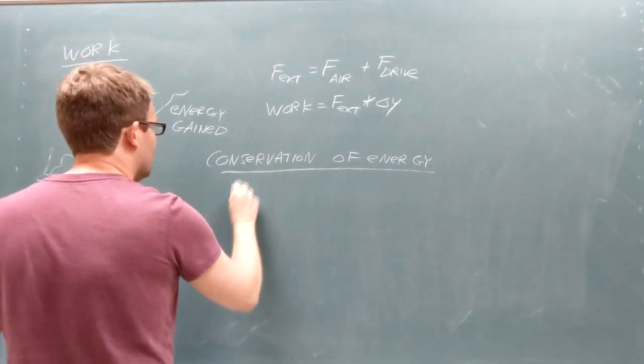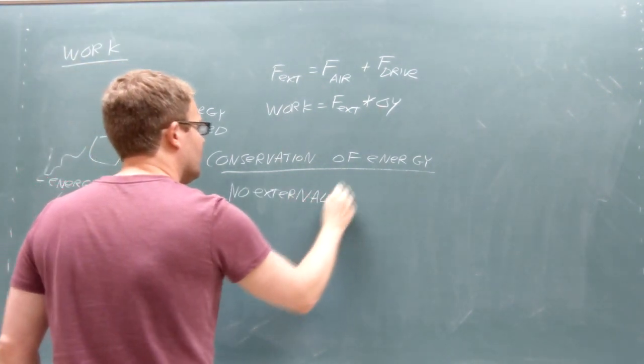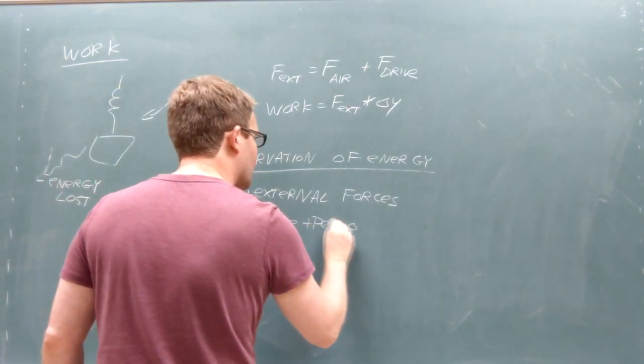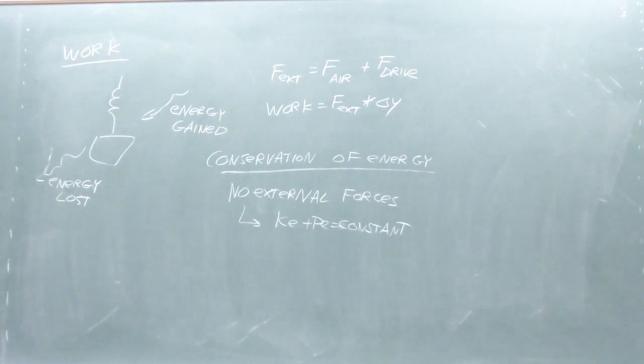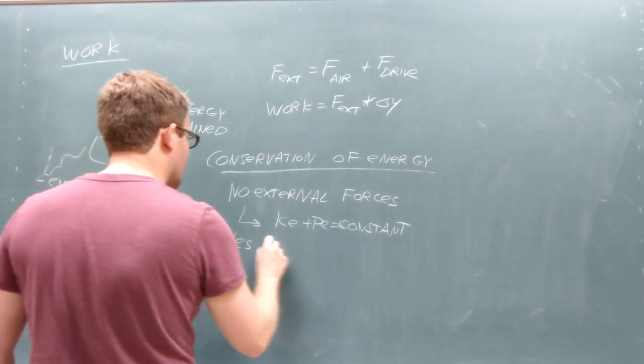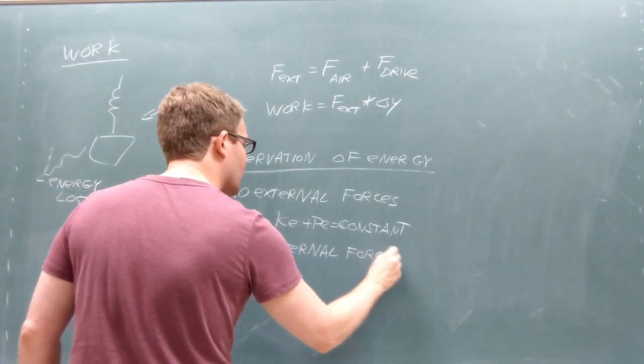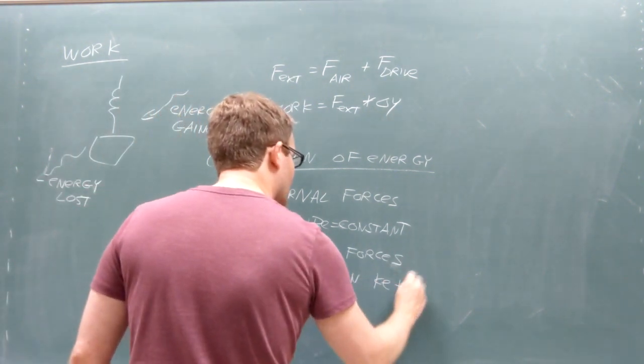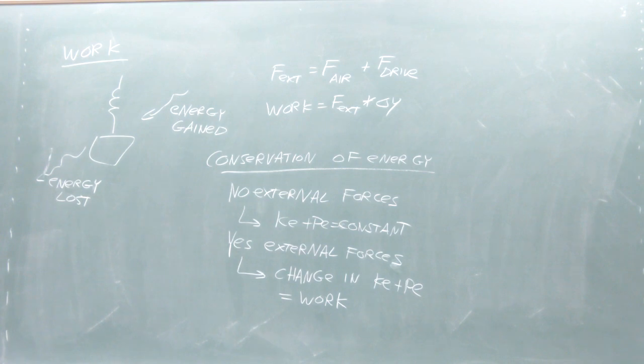For our block, this universal rule means two things. First, if we have no air resistance and no driving force, then the total of the kinetic energy plus the potential energy must remain constant. Second, if we include air resistance or a driving force, then the total of the kinetic energy plus the potential energy will change by the same amount as the work done by these external forces.